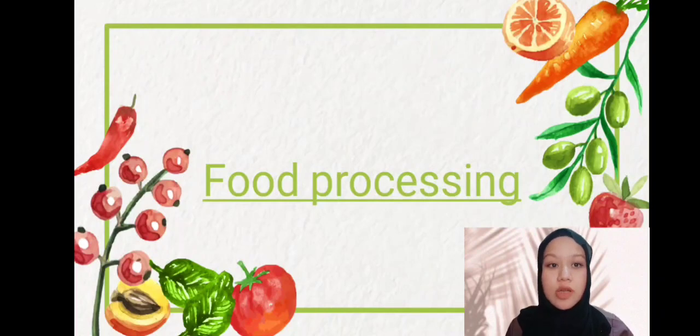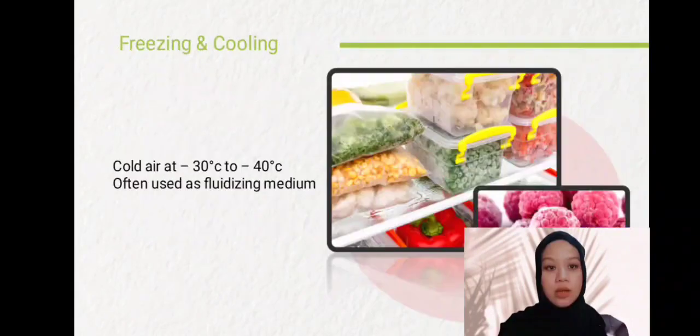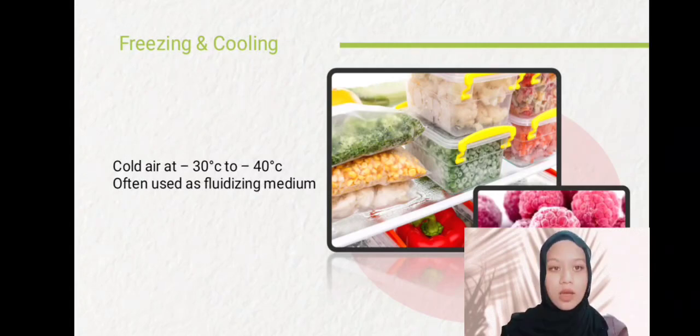And now we will move on to the application of the fluidized bed dryers in the food industry and the advantages of these dryers. Fluid bed dryers are commonly used in food processing applications such as freezing and cooling, drying, explosion puffing, and atmospheric freeze drying. The application of freezing and cooling is used to process fish, peas, strawberries, and French fries.